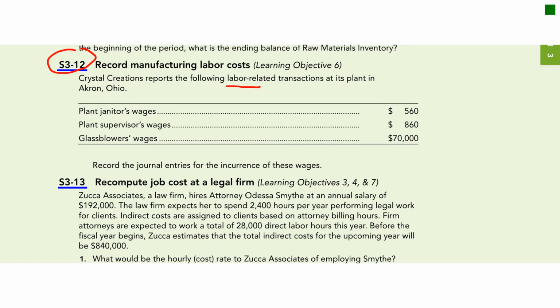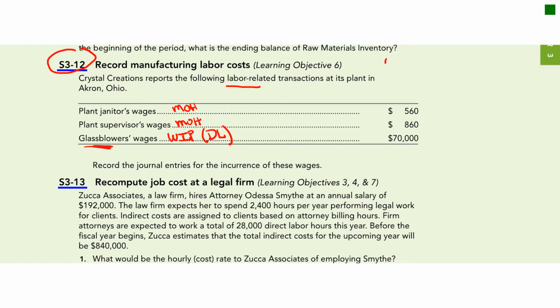So when you look at this, you have to figure out what's our product cost here. Well, we know janitor is going to be overhead. We know that the plant supervisor is going to be overhead because these are all those indirect costs, but they're still in the plant. A glass blower is the actual direct laborer. So we know that's going to go into work in process because that's where direct labor goes. So remember, that's going to be the direct labor aspect. Everything else is indirect labor.